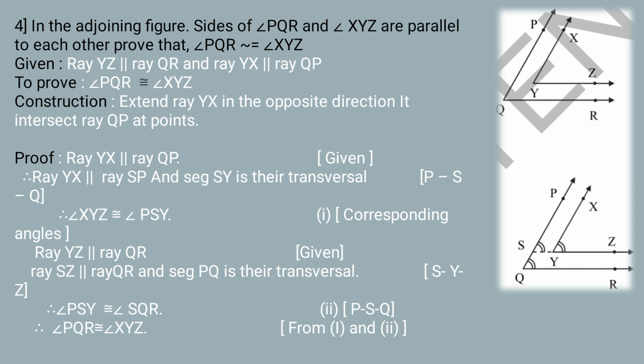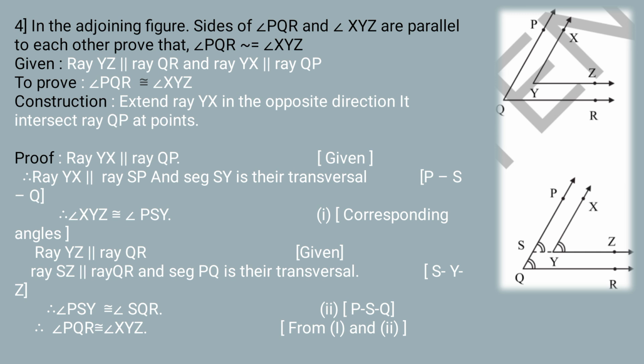Construction: extend ray YX in the opposite direction. It intersects ray QP at point S. Proof: ray YX is parallel to ray QP is given. Therefore, ray YX is parallel to ray SP and segment SY is their transversal. Therefore, angle XYZ is congruent to angle PSY, equation 1, by corresponding angles.